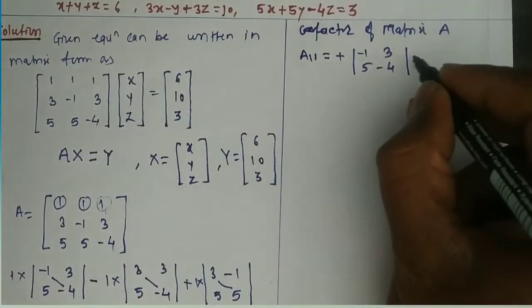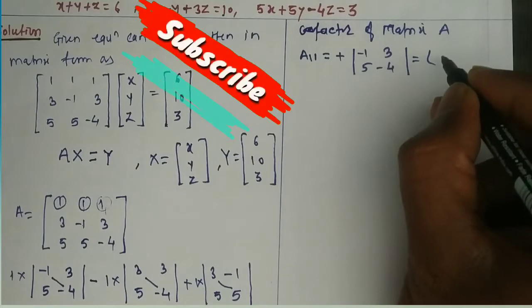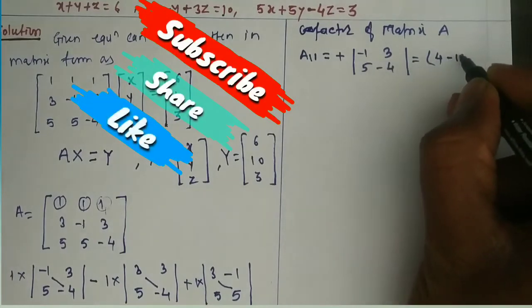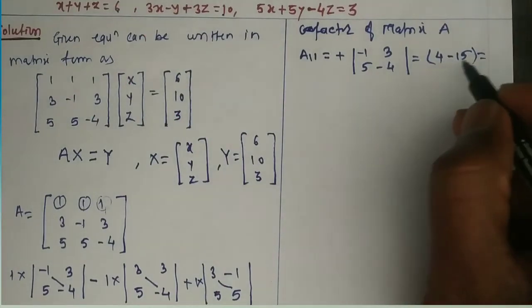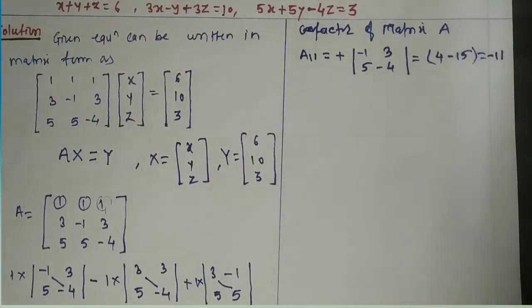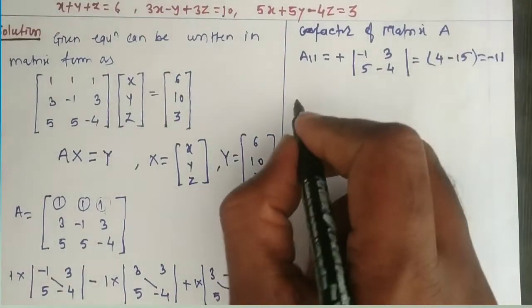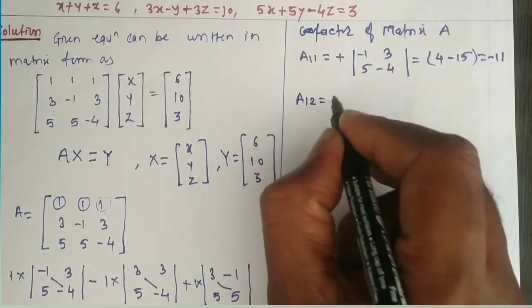So what is the resultant? Minus 1 into minus 4 is 4 and 5 minus 3 is 15. Correct? So what you will get here? 4 minus 15 is minus 11. This is A11. Now find out A12.